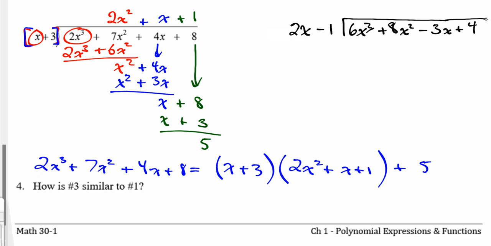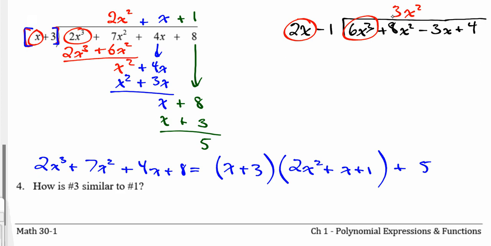So what we would do is we'd look at this term and say 2x, how many times does it go into 6x cubed? Or what's 6x cubed divided by 2x? So 6 divided by 2 is 3. X cubed divided by x is x squared. So it's going to be above this x squared term, and my coefficient will be a 3. Does that make sense? That's how we're getting that first term.